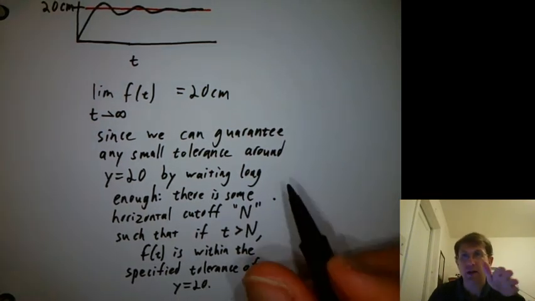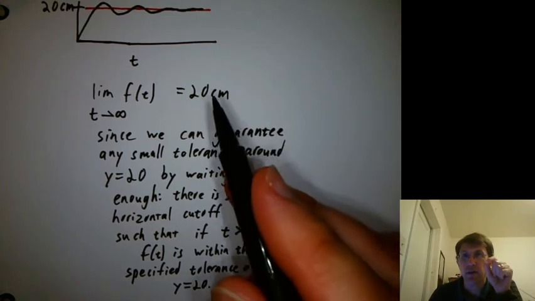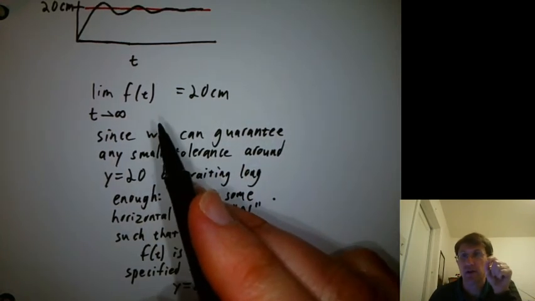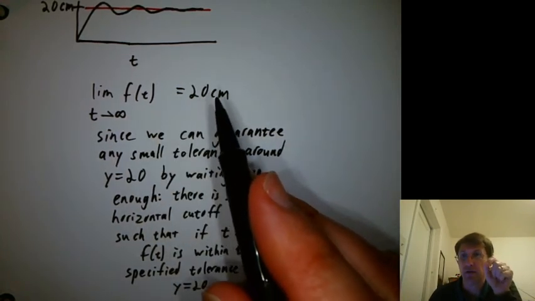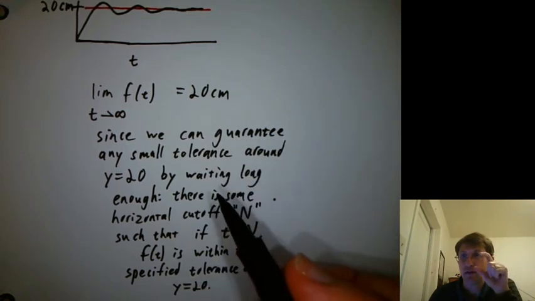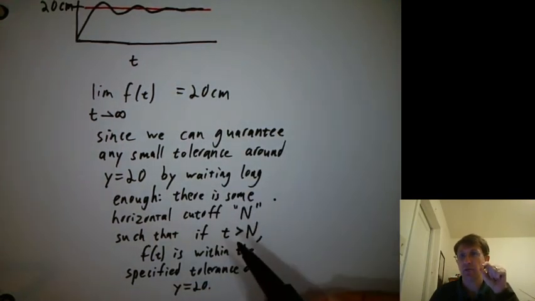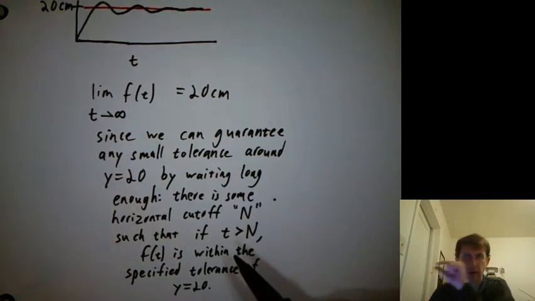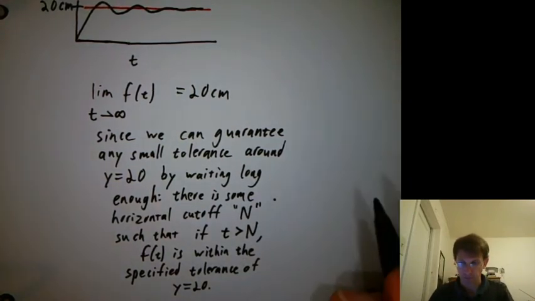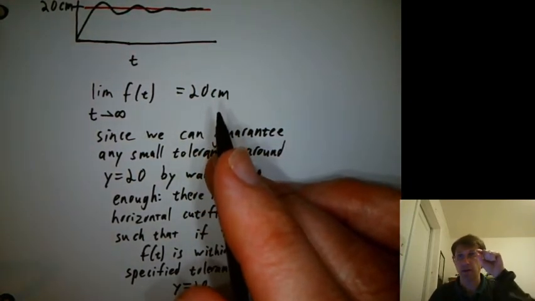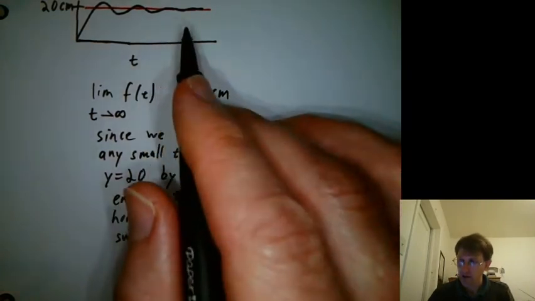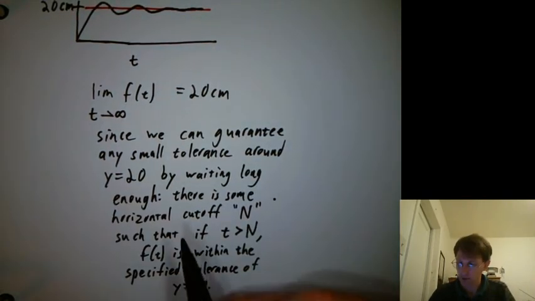So that's what it means to have a limit as t goes to infinity or x goes to infinity of some finite value. It means you can guarantee that after some time point it will stay within a small tolerance band there. It might still keep wiggling, but at least the wiggles are small enough. So here we'd say this is a horizontal asymptote.